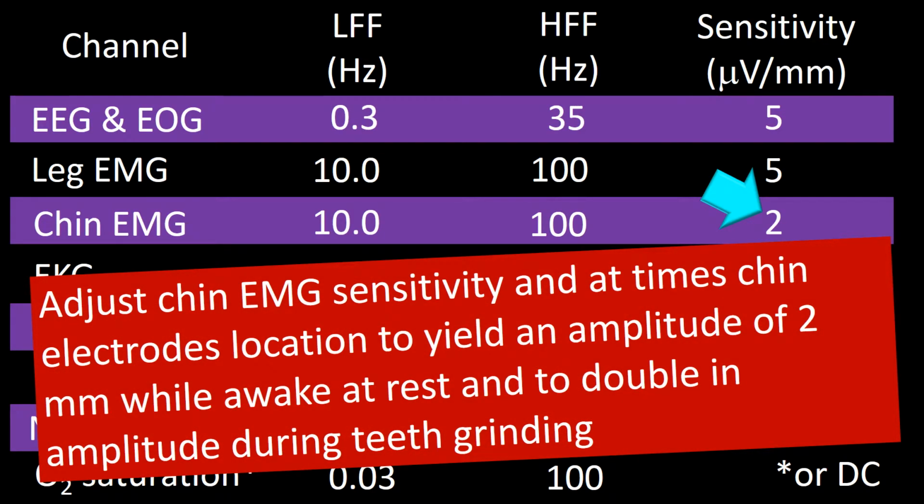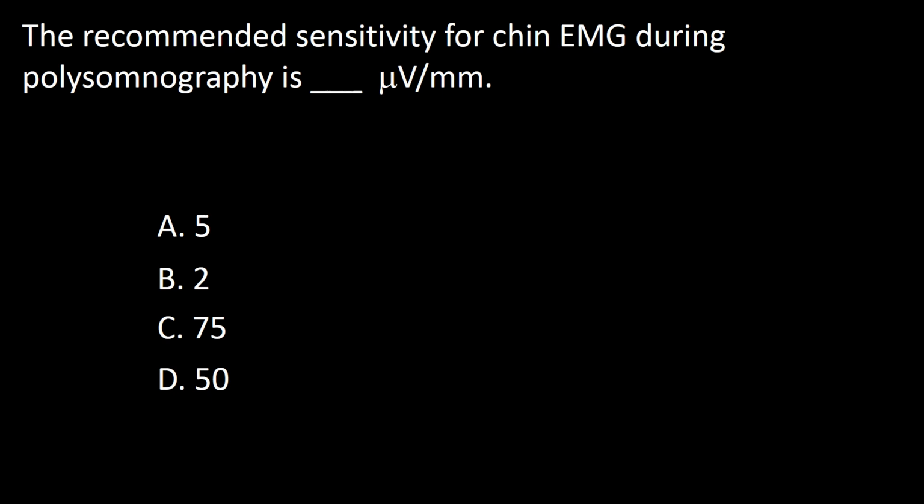Yet, most of the time, the best approach is to adjust chin EMG sensitivity and at times chin electrode location to yield an amplitude of 2 millimeters while awake, at rest, and to place them and filter them in such a way that during grinding the teeth, the amplitude of the signal doubles. So the answer to this question is B.